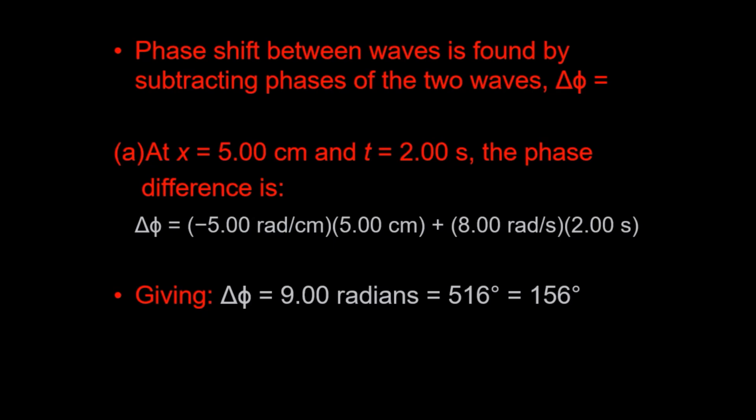If we're at 9 radians, this will be 516 degrees. Now, of course, that's quite a lot. So if we look at 516 degrees, this will wind up giving us 156 degrees if we look at how many rotations we're dealing with.